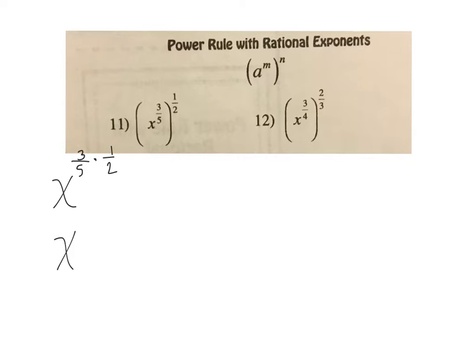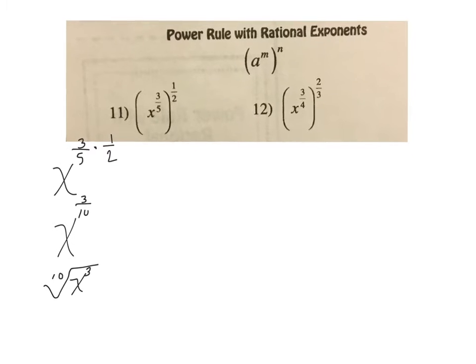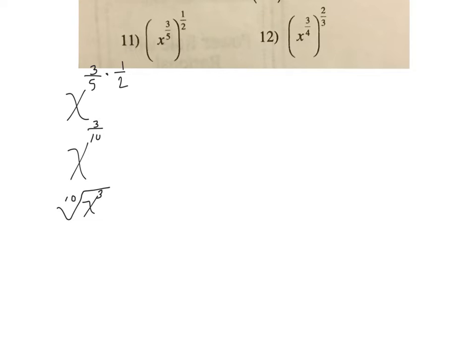And then multiply. You're multiplying fractions. How do you multiply fractions? Straight across. So we have x raised to the what? 3/10. And that's your answer. Now, just for kicks, how would we rewrite that in radical form? The 10th root of x raised to the 3rd power. What's the other way to write that?